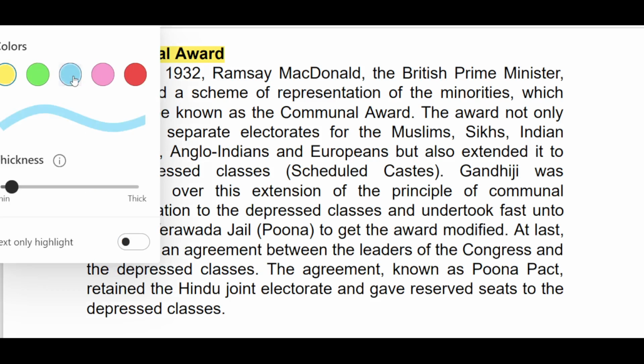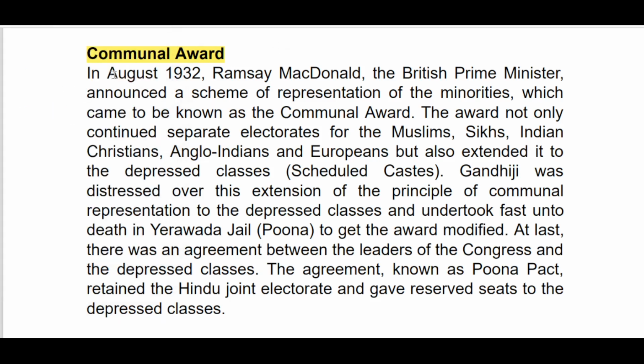लक्ष्मीकांत की सीरीज का जो हमारा नेक्स्ट टॉपिक है वो है हमारा कम्युनल अवार्ड। अगस्त 1932 की बात चल रही है। रैमसे मैकडोनाल्ड, he was the British Prime Minister. He announced a scheme of representation of minorities, which came to be known as the Communal Award. So he was the first British Prime Minister who announced that he is going to launch a scheme, and that scheme will include the representation of the minorities. So this scheme came to be known as the Communal Award.